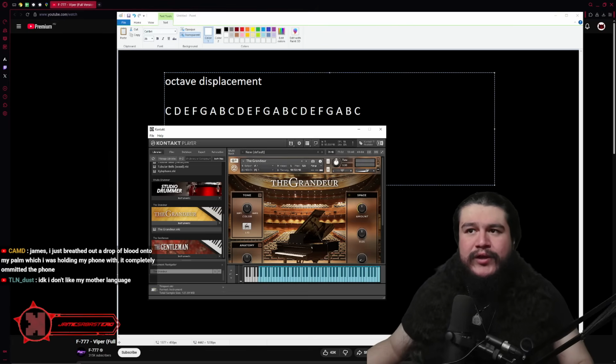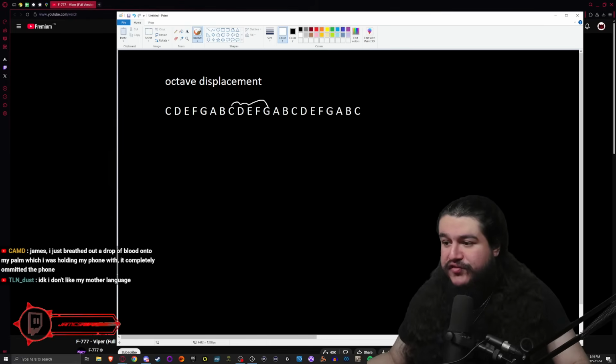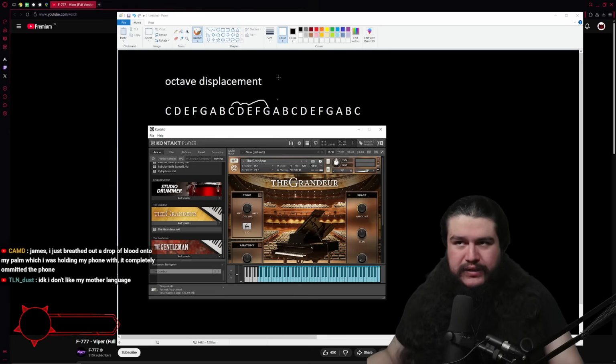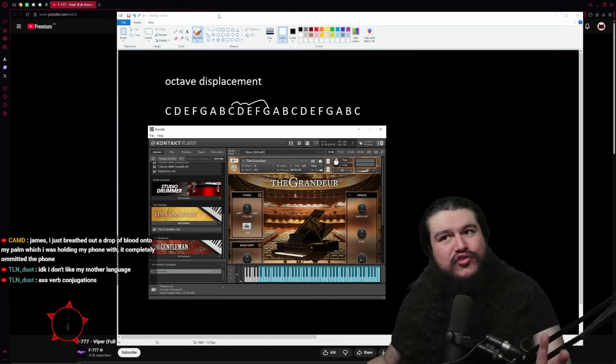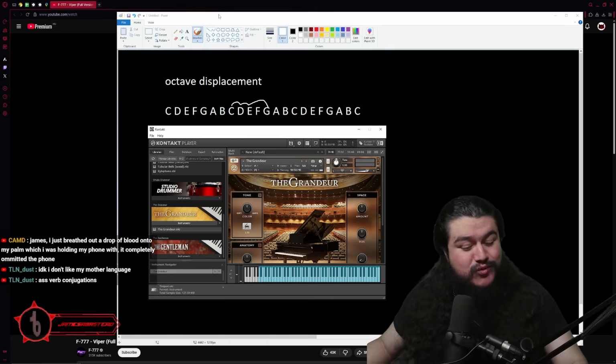So we have this going on, and let's say we have a very simple melody, right? Let's say we have C to D to E to G. So let's say we have this as a very simple motif. Now, octave displacement means that we are going to displace which octave the notes happen, but we are still going to play the notes in the same order. We're just going to change which octave they happen.